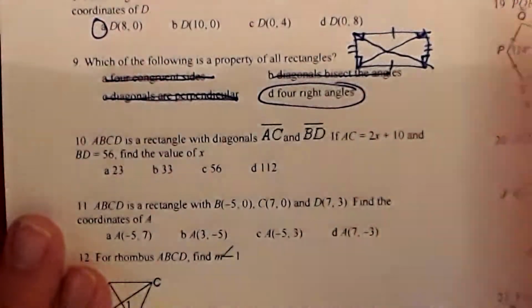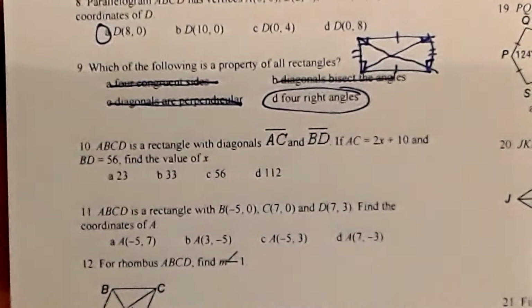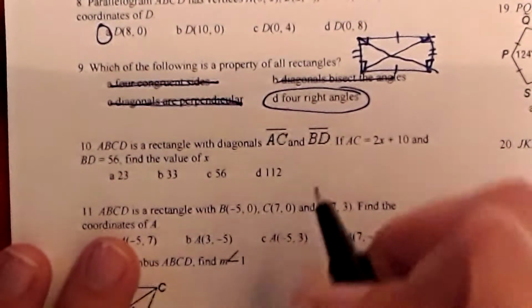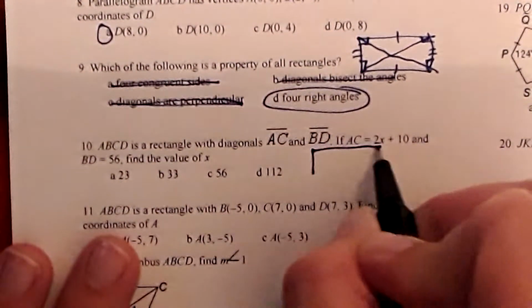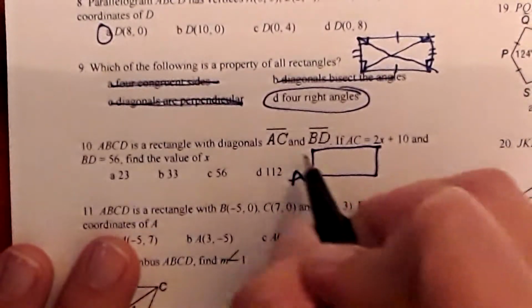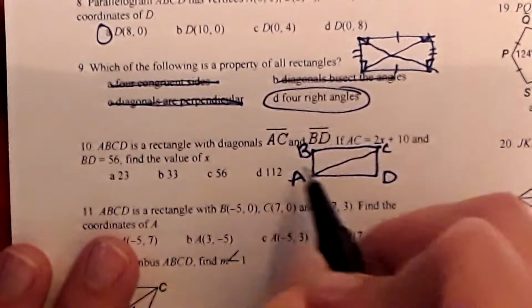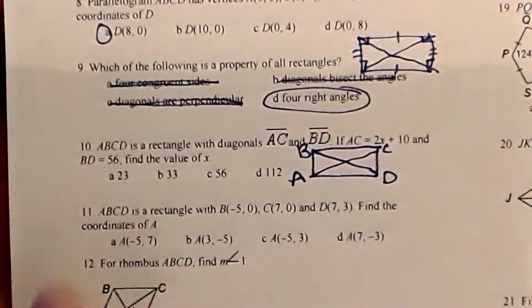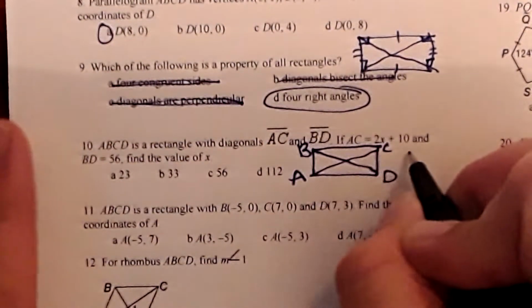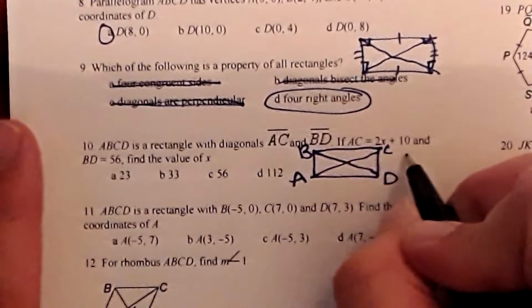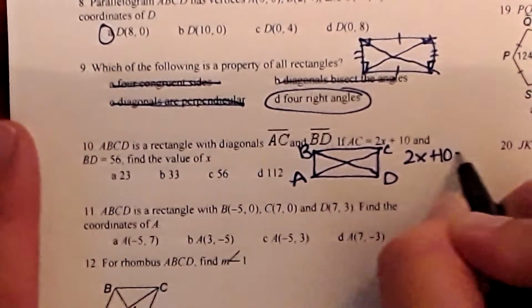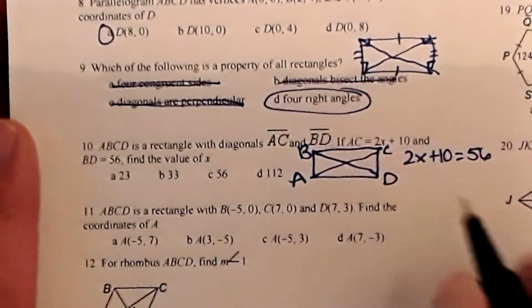Number 10, I'm sure it's in focus. Oh, it's so blurry. There you go. ABCD is a rectangle with diagonals AC and BD. So here is our rectangle, A, B, C, D. Diagonals are AC and BD. AC is 2x plus 10 and BD is 5x. Find the value of x. So for this one, because the diagonals of a rectangle are congruent, I can set this equal to this and solve for x.